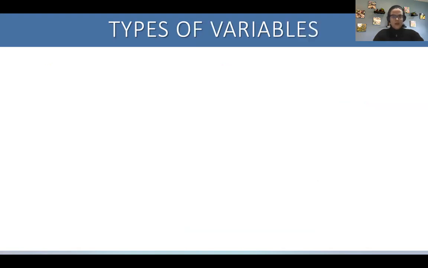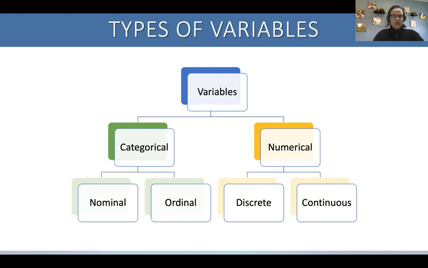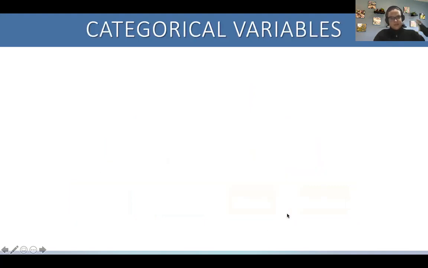When we talk about types of variables, again, we're just going to briefly introduce them here, but we'll cover this topic again and again throughout this module. We typically think of variables in two categories, categorical and numerical. In the categorical variable section, there are nominal and ordinal variables. And in the numerical section, there are discrete and continuous variables.